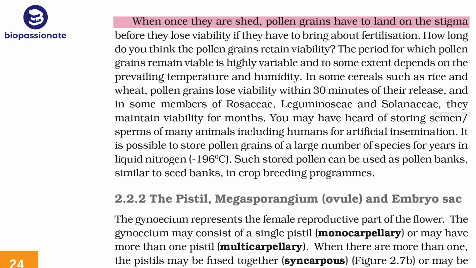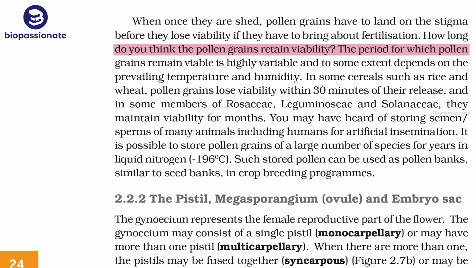Once they are shed, pollen grains have to land on the stigma before they lose viability if they have to bring about fertilization. How long do you think the pollen grains retain viability? The period for which pollen grains remain viable is highly variable and to some extent depends on the prevailing temperature and humidity. In some cereals such as rice and wheat, pollen grains lose viability within 30 minutes of their release, and in some members of Rosaceae, Leguminosae, and Solanaceae, they maintain viability for months.